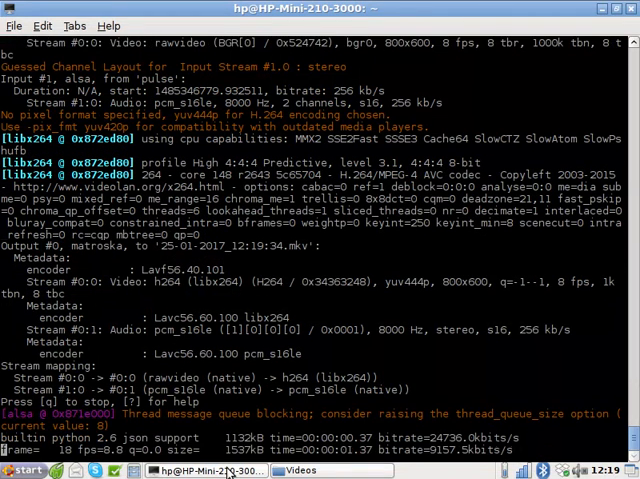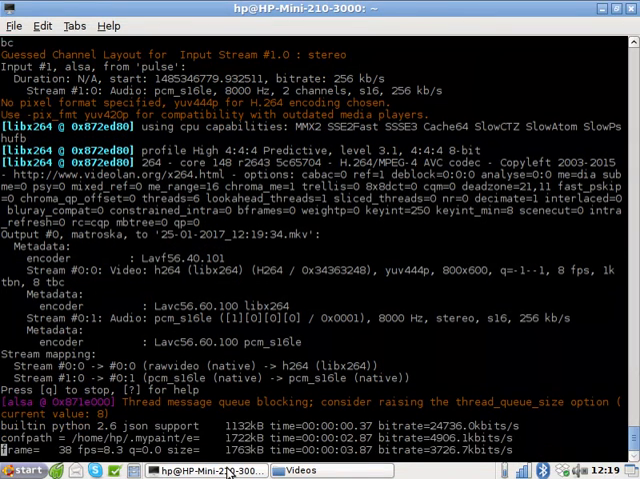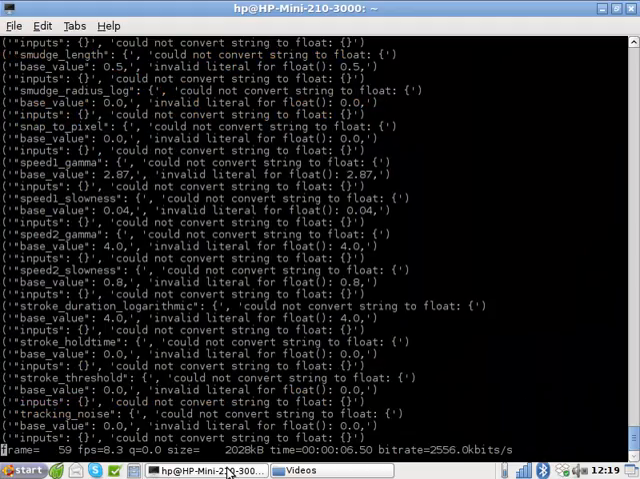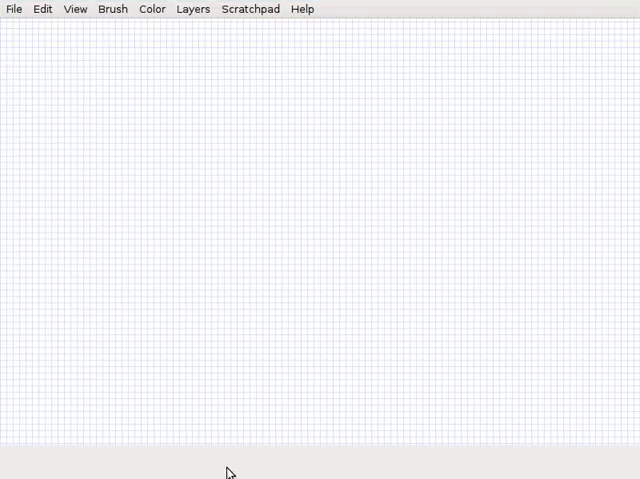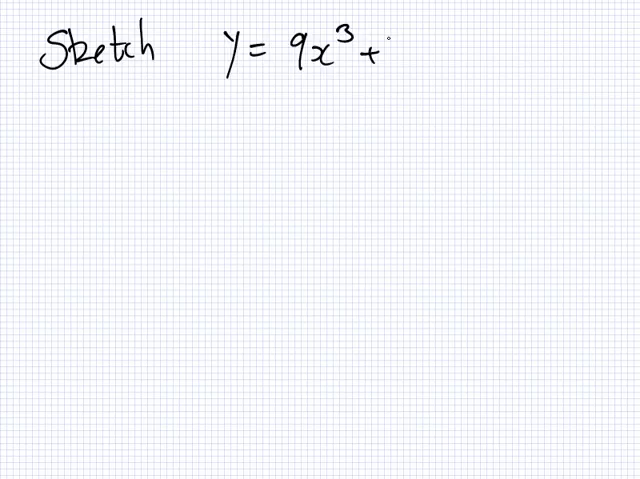Not as difficult as the last lesson. It's straightforward. We're just going to learn how to solve and sketch cubics. Not as easy as quadratics. So, we want to sketch, let's say, y equals 9x cubed plus 10x squared minus 43x plus 24.